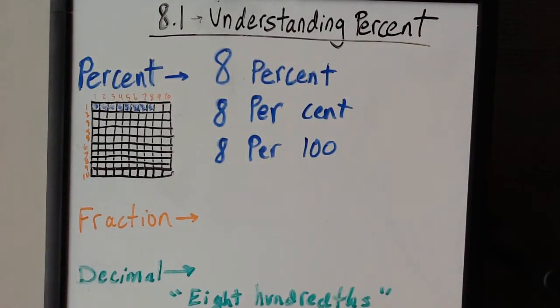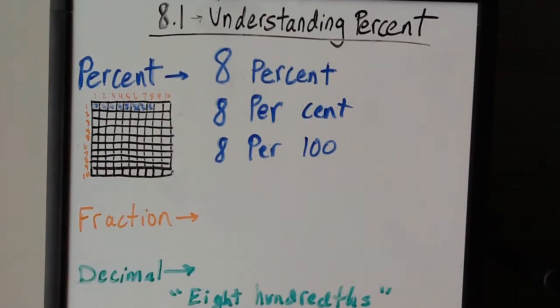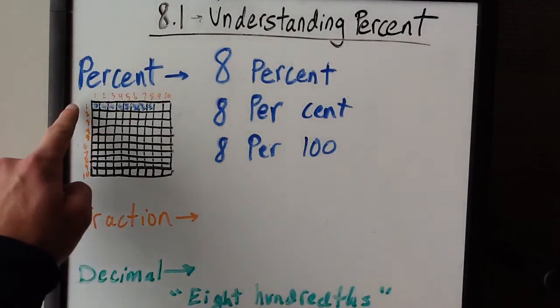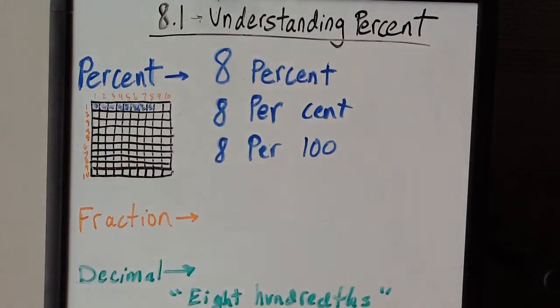So anytime you see the word cent, think 100. Percent is always out of 100. That's what percent is. Percent is comparing a number to 100. So let's take this grid right here for example. It's a 10 by 10 grid. I have 10 rows and 10 columns. So there are 100 little squares right there.